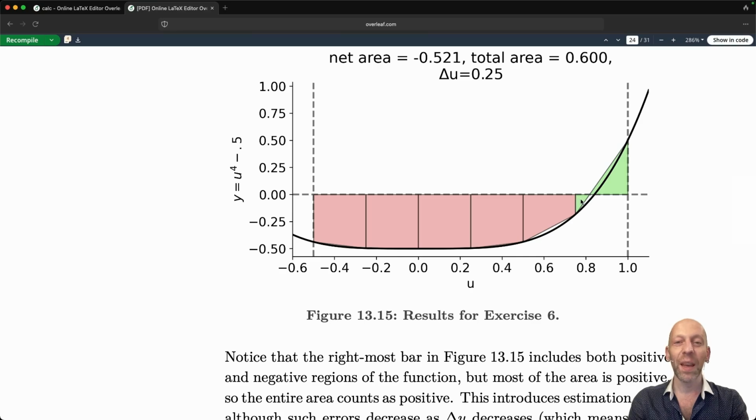It's an estimation error. And of course, as you increase the number of bars, so decrease delta U, then these trapezoids are going to be smaller and smaller. They're going to get thinner and thinner, and the estimation errors eventually go to 0. So we don't have to worry about this for the analytic calculations of area. This is just something we get from this very coarse resolution approximation. Okay, anyway, so you want to calculate the net area and the total area. If you use my parameters, so delta U equals 0.25, then you should get these numerical values as approximations.